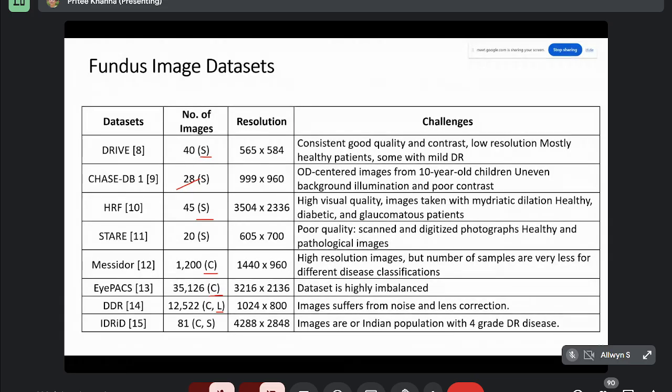You can see that earlier only this data set was available. See how small the data sets are, and now we are getting larger data sets. Here the challenges with all these data sets are given. Somewhere we have low resolution, somewhere poor quality, somewhere an imbalanced data set, somewhere images suffer from noise and lens correction. So every data set has its own unique challenges, right?